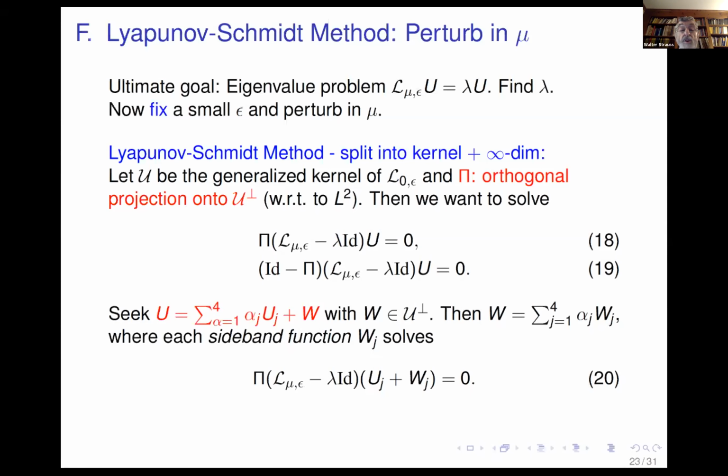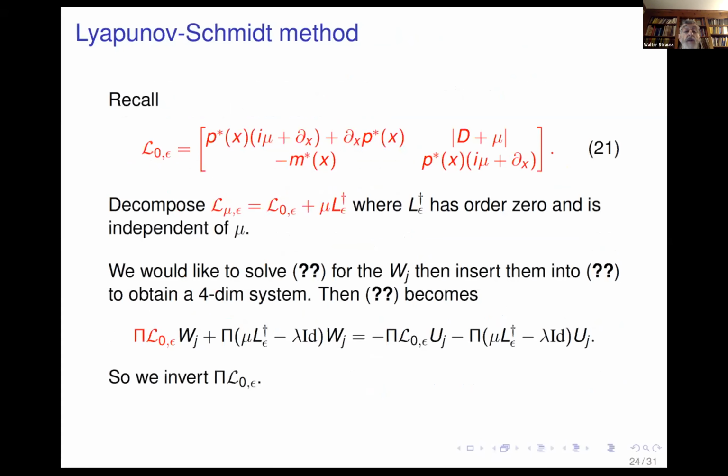Now I just recall for you in red, that's the linear operator we're talking about. And we decompose L into two parts. Notice that mu appears linearly in every place except the upper right corner where there's an absolute value. So you have to be a little careful about that absolute value, but it's almost linear. And L U epsilon has the form of a fixed operator plus mu times another fixed operator. And there's no mu squared term.